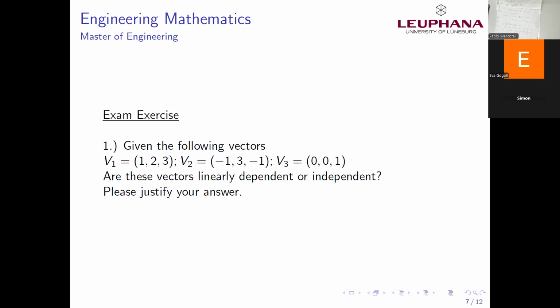Look, exam exercise. I don't know if I have the solutions here. Yeah, I have it. Look, exam exercise. 3 vectors, and the dimension of the space in which these 3 vectors are included is 3, because each vector consists of 3 components. V1 is (1, 2, 3), V2 is (-1, 3, -1), V3 is (0, 0, 1). Exam question: are these 3 vectors linearly dependent or linearly independent? This means we have to discuss the dependence.